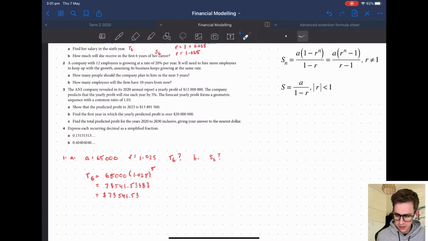Now there's 2 formulas. Generally I use this one when 1 is bigger than R, and I use this one when R is bigger than 1. Because it's an increase, it should be pretty obvious that I'm going to be using this formula here. Again, not the end of the world if you get that mixed up. You might just have to do an extra step sometimes.